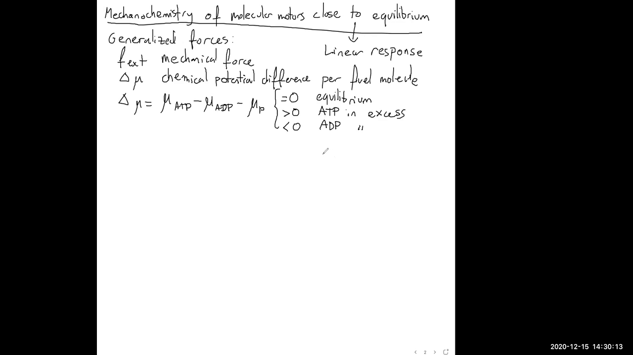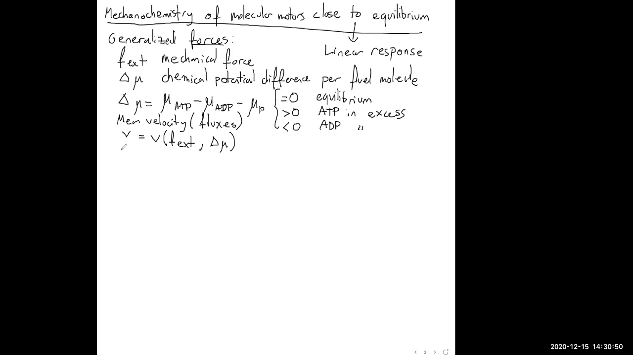So now the key point is that for this type of models, the velocity of the motor, the mean velocity, will be a function of, okay, this is linear response. So velocity is a flux, and these are forces. The mean velocity will depend on the forces linearly. So it will depend on the external force and also on the chemical force.